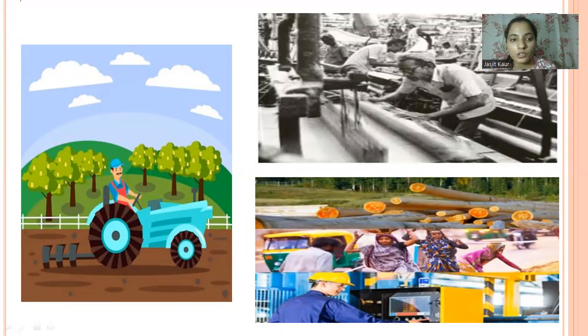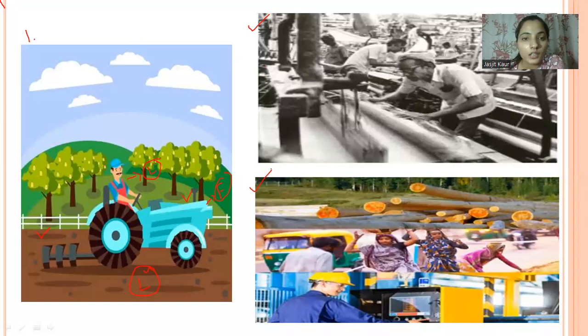Yes. If I talk about this first picture, the land is agricultural land on which the person is plowing the fields with the help of a tractor. This tractor is a fixed capital, as we know that it is machinery, and this person acts as labor, and the land is agricultural, fertile land. So these are the three factors of production in this picture. Now just like this, you have to tell me the factors of production used in this picture and in this picture, and you can write your answer in the comment section.